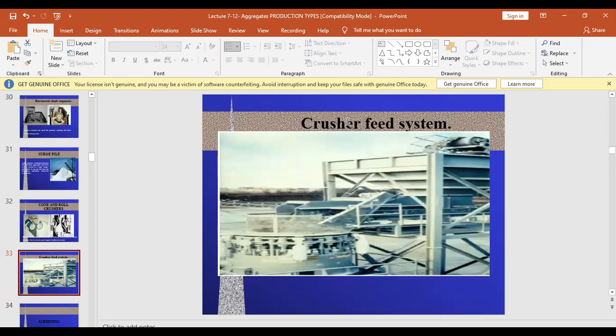Then there is a crusher feed system. I think I'll stop here and we'll discuss this in detail tomorrow.